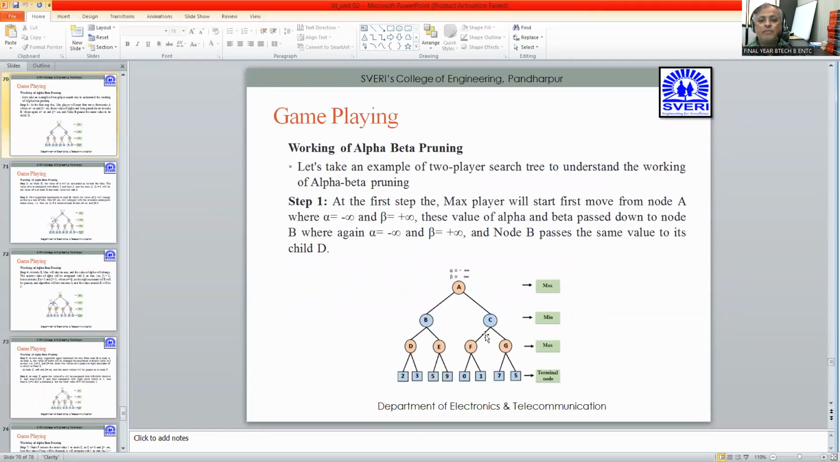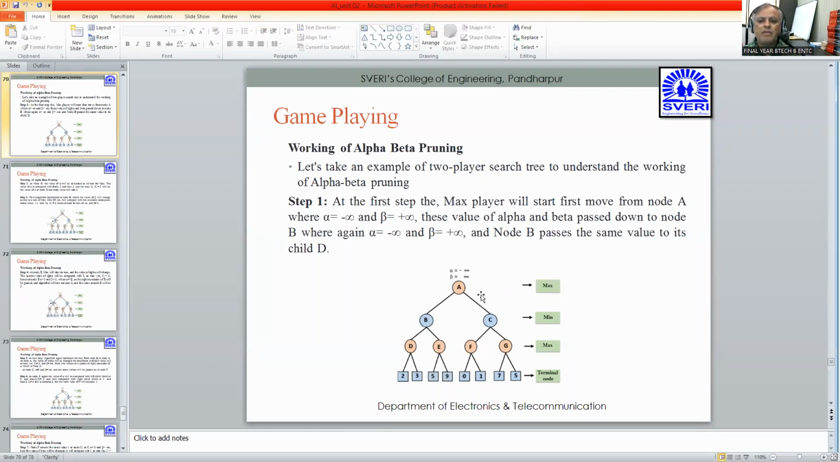It will be better understood with an example. Let us take an example of a two-player search tree to understand the working of alpha beta pruning. So let's take step 1. At the first level there is a maximizer, second level a minimizer, third level again a maximizer, and then we have the terminal nodes. At the first step, the max player will start the first move from node A, where alpha is minus infinity and beta is plus infinity.